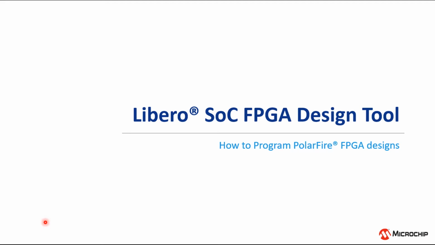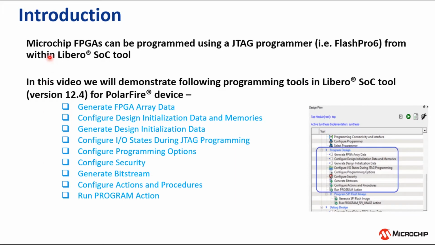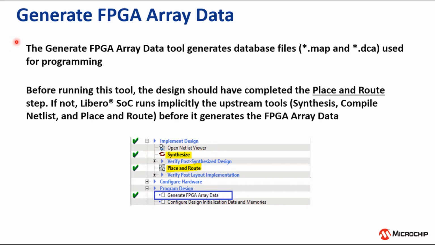In this video, we are going to discuss how to program a design into a PolarFire FPGA device. Microchip FPGA can be programmed using a JTAG programmer, for example Flash Pro 6, from within the Libero SoC tool. In this video, we will demonstrate different programming tools under Program Design, as shown in the screen capture from the Libero SoC version 12.4. Generate FPGA array data.